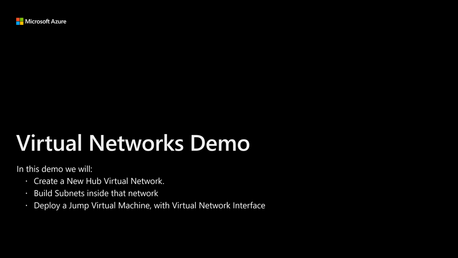After that, we will deploy a Jump virtual machine with a virtual network interface, and I'll show you how every aspect of that works. We'll be deploying this with code today through Bash, but I'll also be showing you how I would do the same task in a GUI manner through the Azure portal. So with that, let's dive into some code.